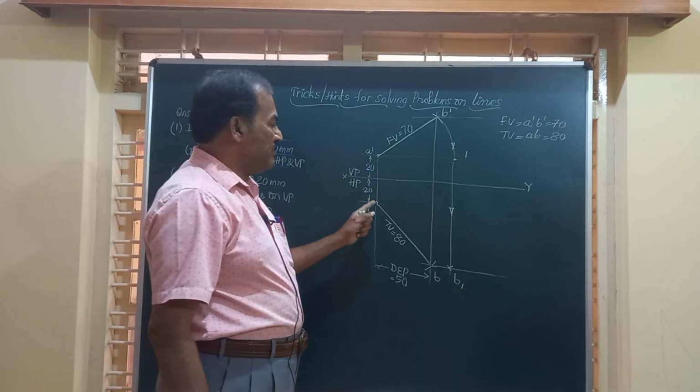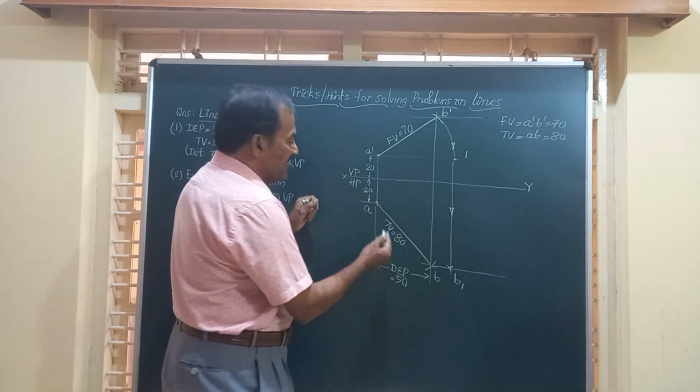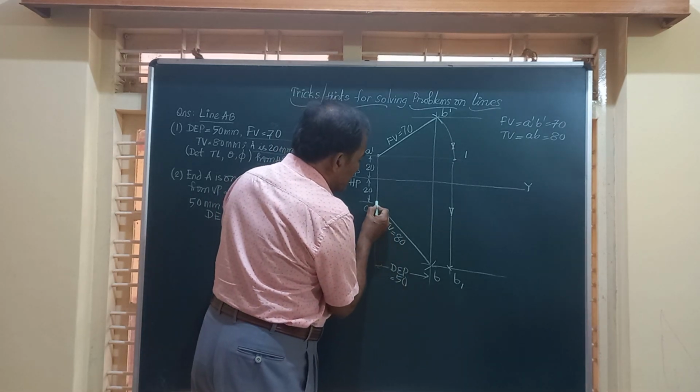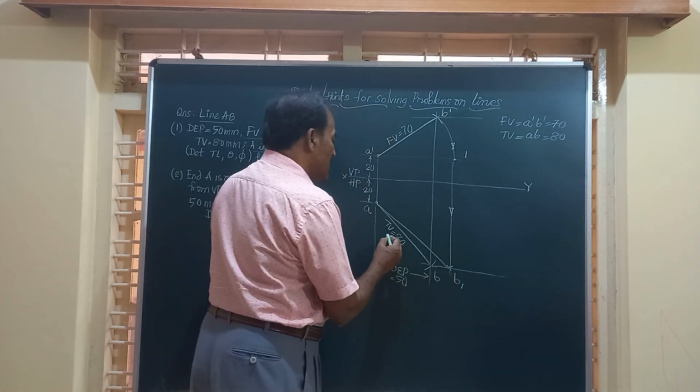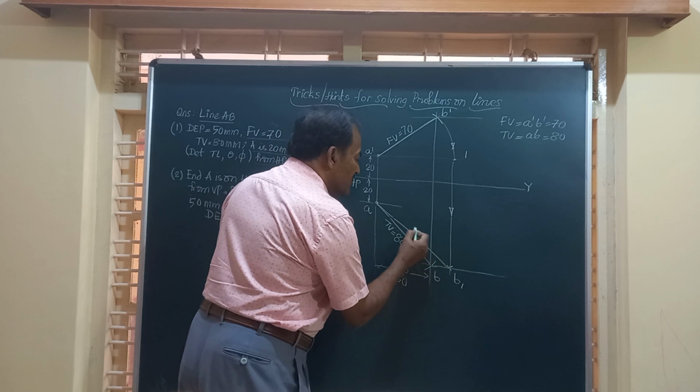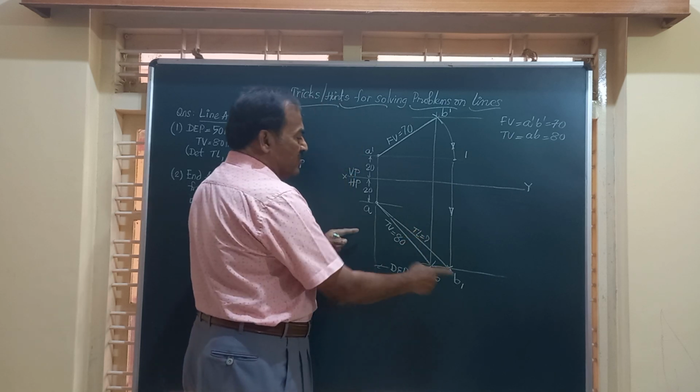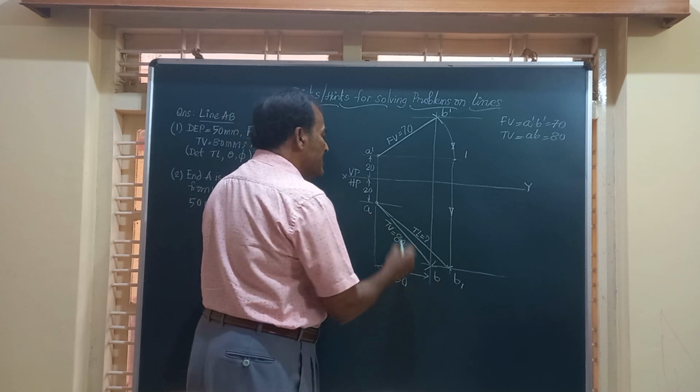You know, AB1 is the true length of the line. So I am going to join A and B1, and this will give you the true length of the line. I will put a question mark, that is, you can measure that length of the line.